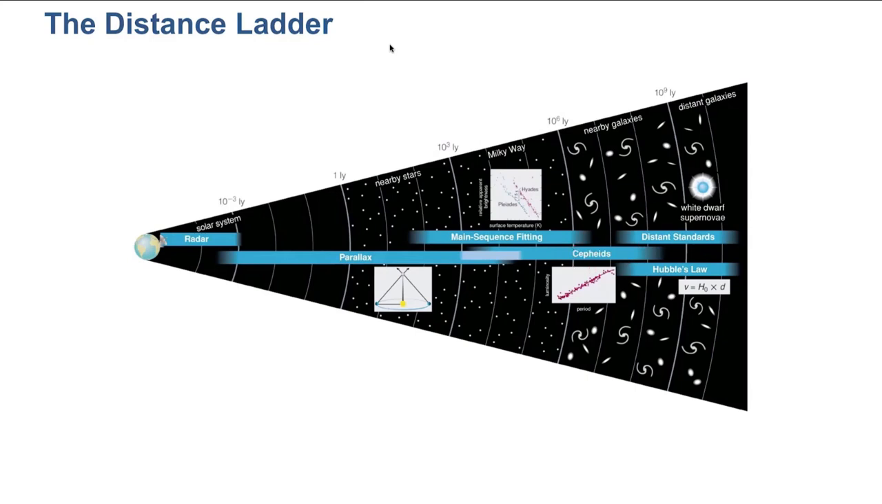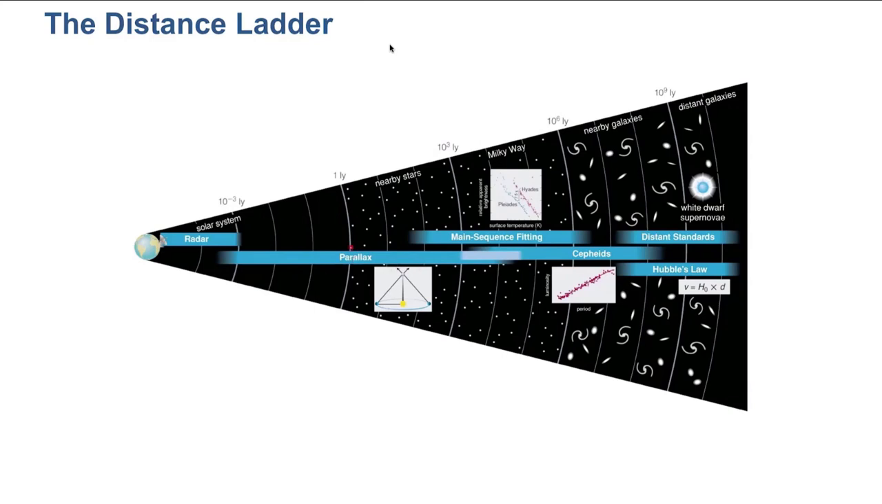But this is a ladder, right? Without parallax, we don't know how far away the main sequence stars are in clusters. Without cluster distances, we don't know the Cepheid variables' luminosity, and without Cepheids, we can't calibrate more distant standard candles that we need to measure distances to galaxies at the far edge of the universe. We'll talk about these two distance indicators coming up. But I wanted to show you that all of these, it is a ladder.